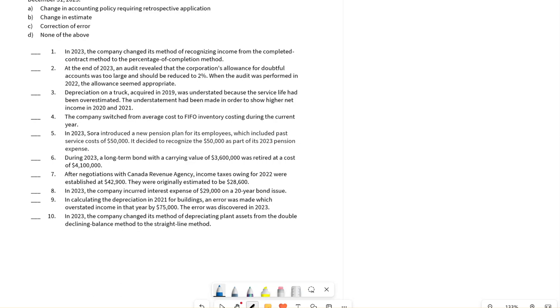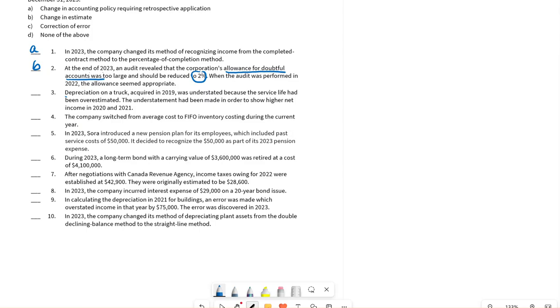In the first one, the company changes method. When you're changing from one method to another, one GAAP principle to another GAAP principle, that will be a change in accounting policy. So that will be A. Anything to do with estimates, for example if it says at year end 2020, an audit revealed the corporation's allowance for doubtful accounts, is all about estimate. It's just an estimate, and it could be wrong. If the estimates are wrong, we call it a change in estimate.